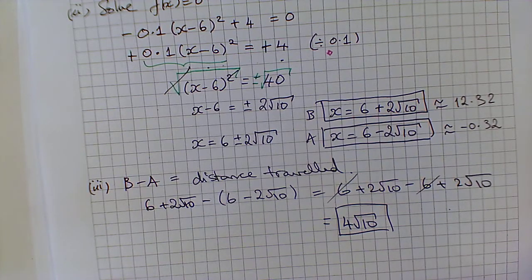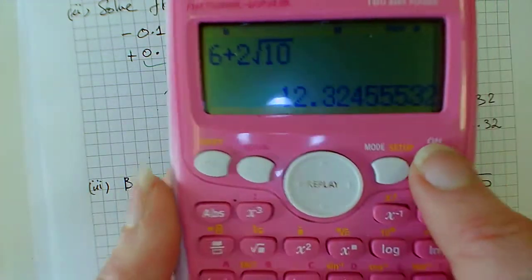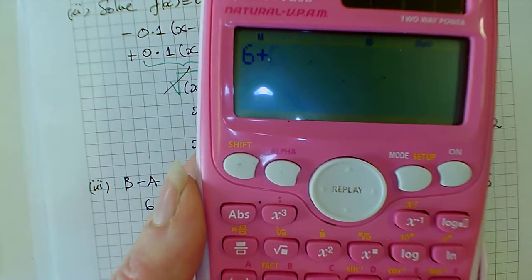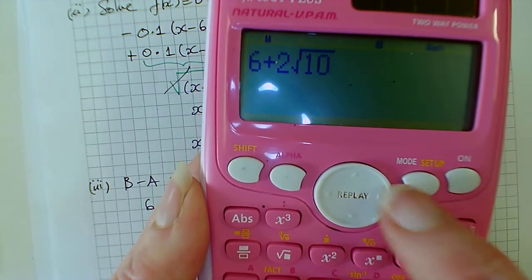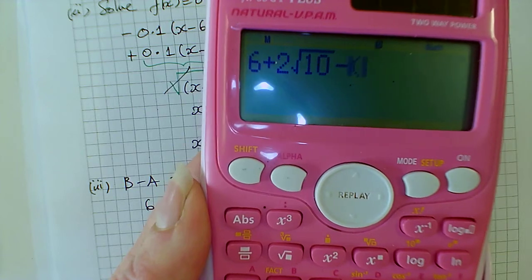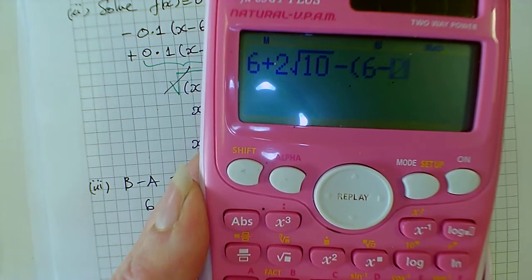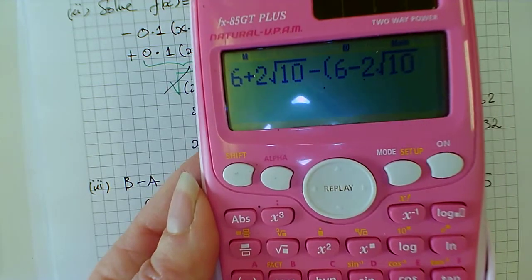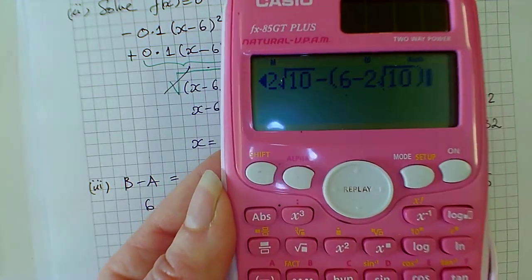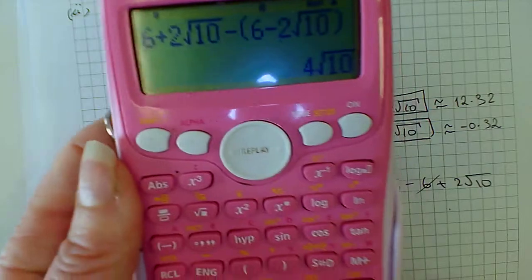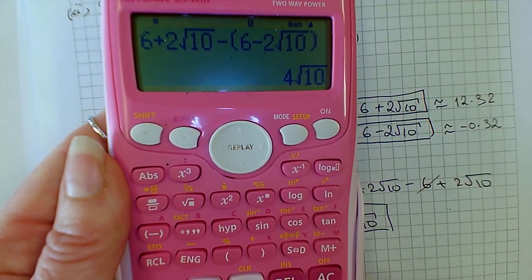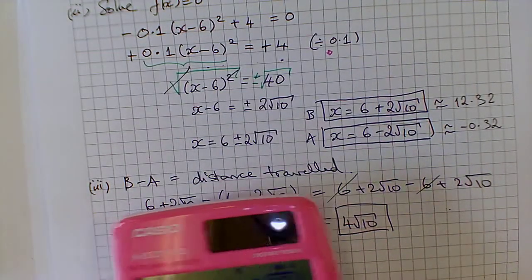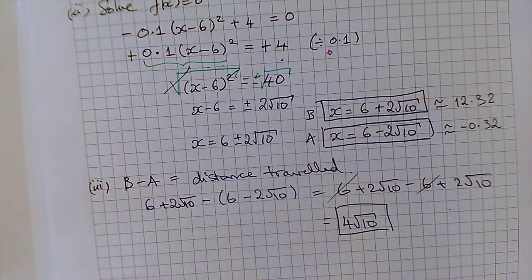Let me show you how to do that in the calculator. 6 plus 2 root 10 minus bracket 6 minus 2 root 10, and come out from underneath the square root sign before you close your bracket, and we get 4 root 10. So we can just use the calculator to do it as well, but you can see using algebra techniques we can work it out there as well.